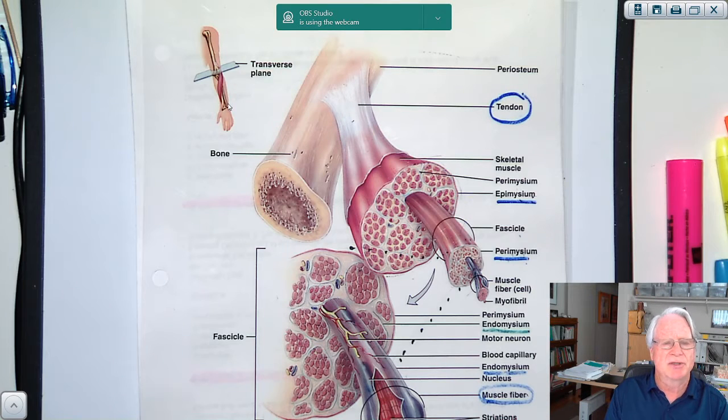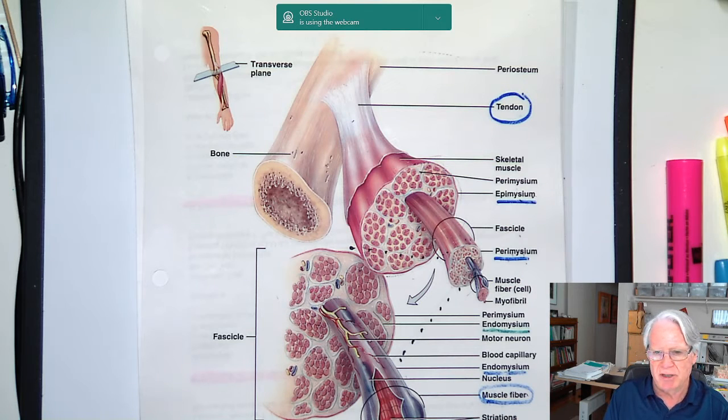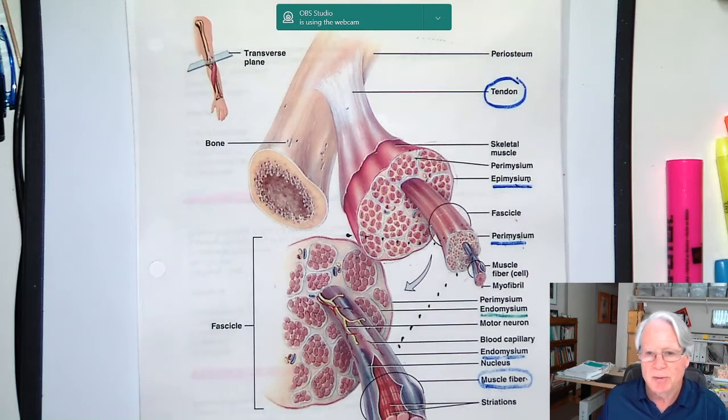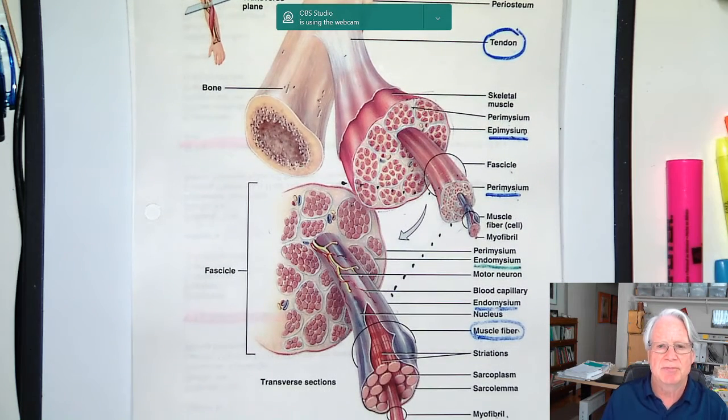Hello and welcome to the second session in a series of lectures on Chapter 10, Muscle Tissue. We last left off talking about some of the layers that surround muscles and muscle tissue. And I want to go ahead and just review that very, very quickly here. And then we're going to move into some new material.